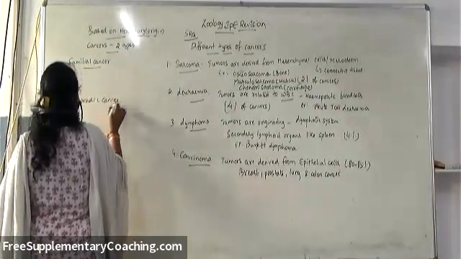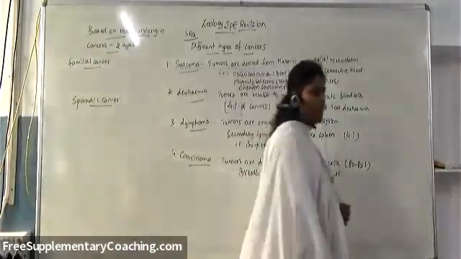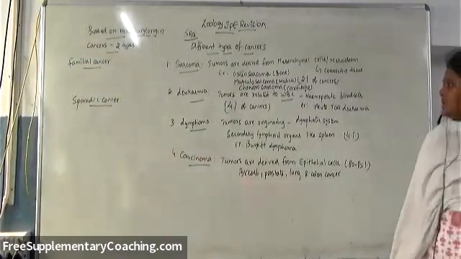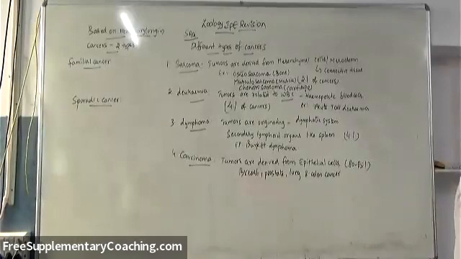Familial cancer and then sporadic cancer. So the name itself indicates. So what is this familial cancer? If the cancer is hereditary in nature, that means if the cancer is passing from generation to generation, then such kind of cancers are called familial cancers. That means they are inherited from generation to generation.